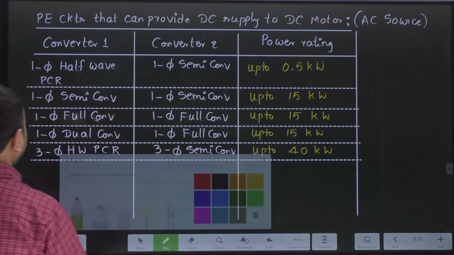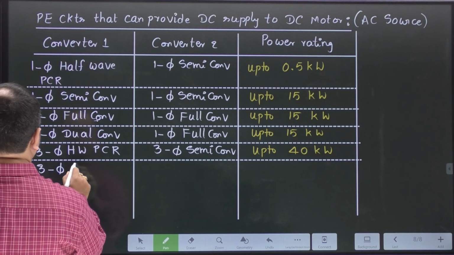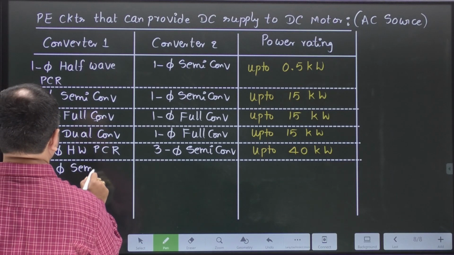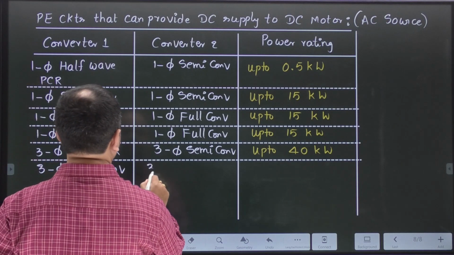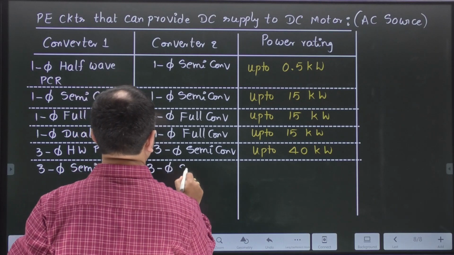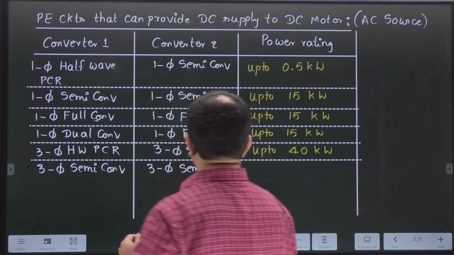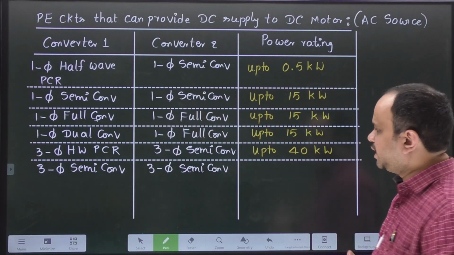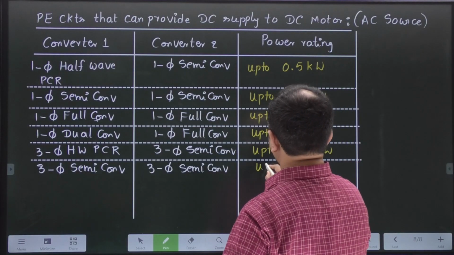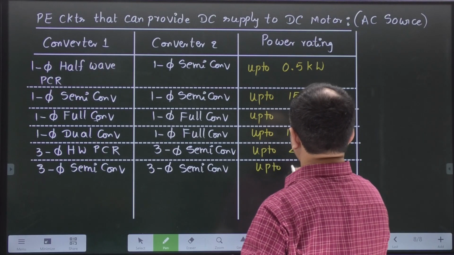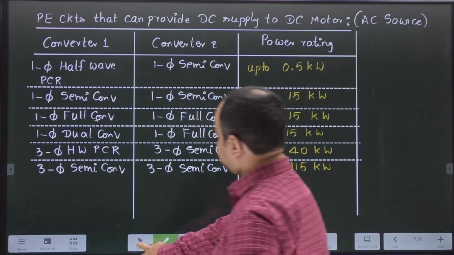Next, another second combination in 3-phase, 3-phase semi-converter in both armature as well as field circuits. Armature as well as a field circuit. You can use power rating up to 115 kilowatt. Okay.